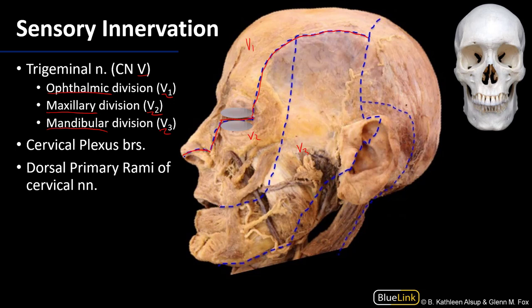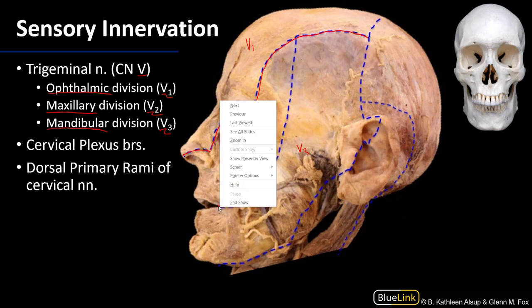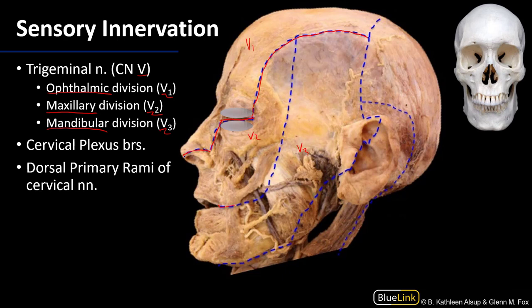The boundary between V2 and V3, if we're to start at the angle of the mouth and move laterally over that buccal space, and then about halfway over the buccinator, we gently arc superiorly and continue upwards until we encounter that V1 dermatome. That's V2.